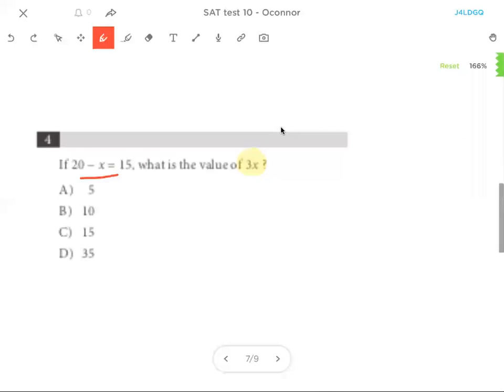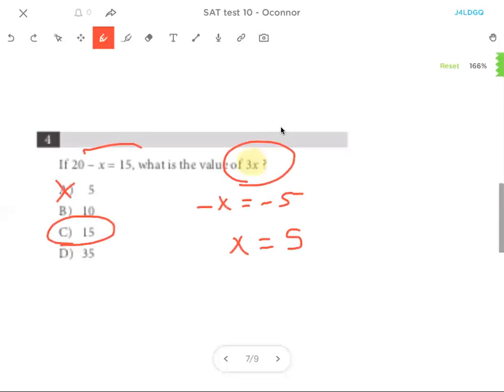So if you solve this for x, which all of you can do, I could do it a number of ways. Move the 20 over, I get negative x equals negative 5. And so x comes out to be 5, but that is not the answer. I want 3 times 5, which is 15.